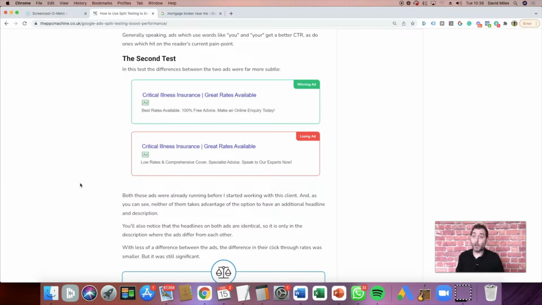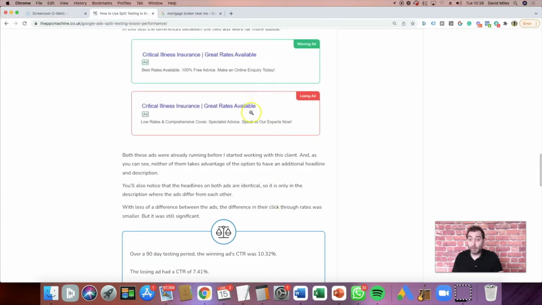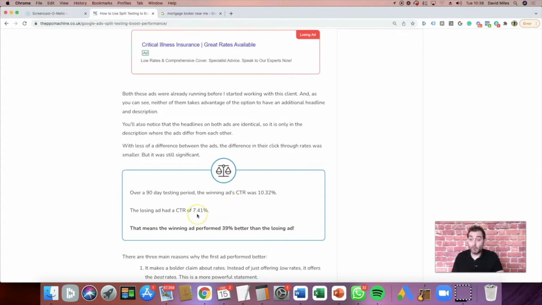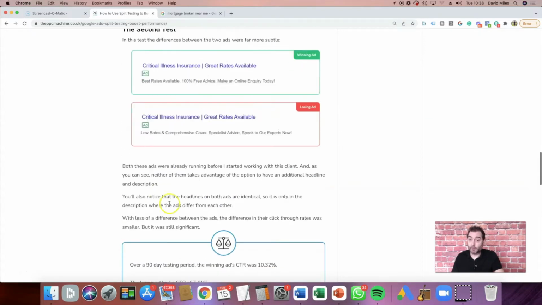But when those 2 ads were run over the same time period and Google automatically sends some traffic to one and some to the other and measures the results, in that particular example, over a 90-day period, the winning ad got a click-through rate of just over 10%, and the losing ad, this one here, only got a click-through rate of just under 7.5%. So just by making those small changes in the ad copy, the winning ad performed 39% better than the losing ad.